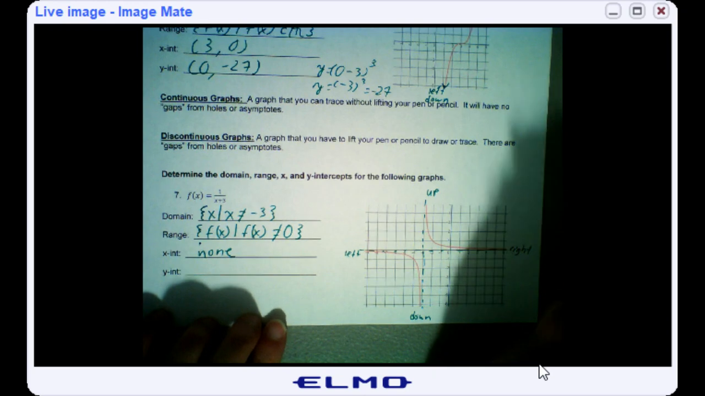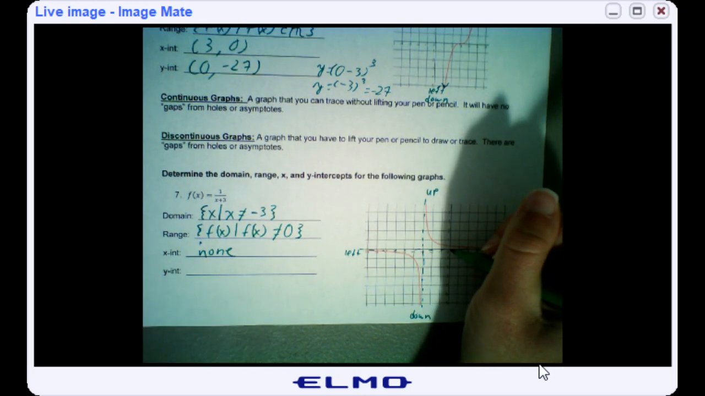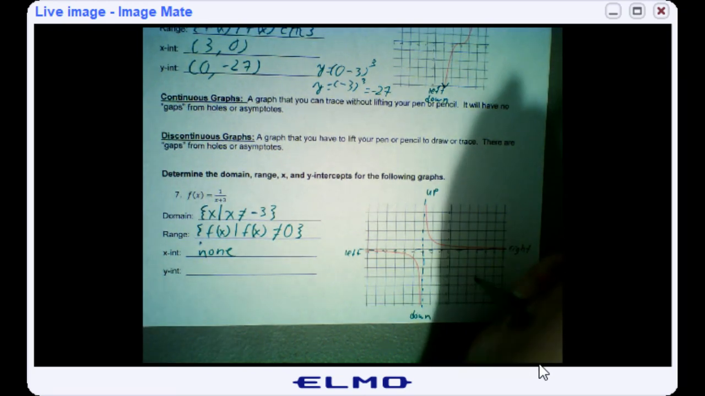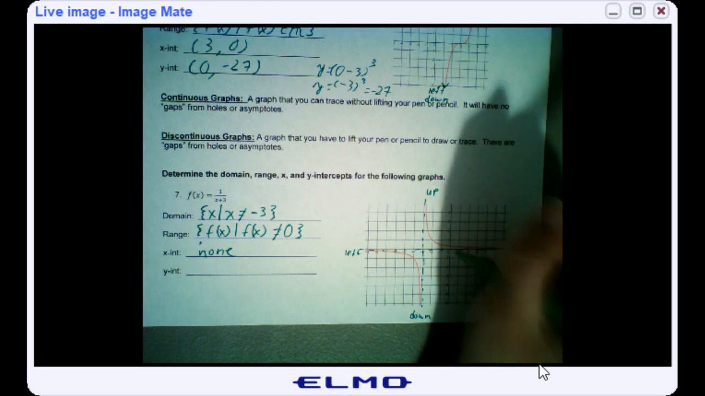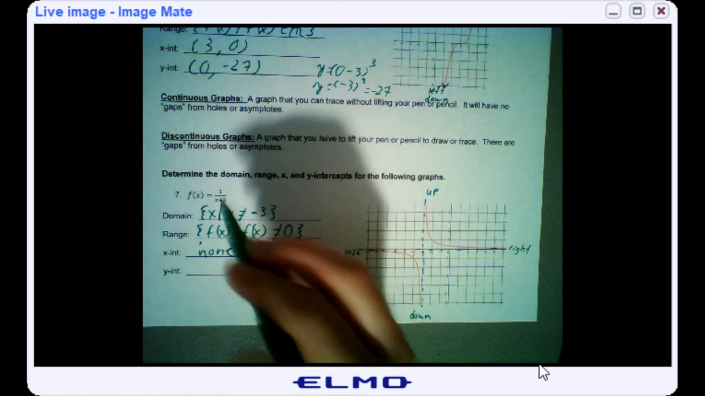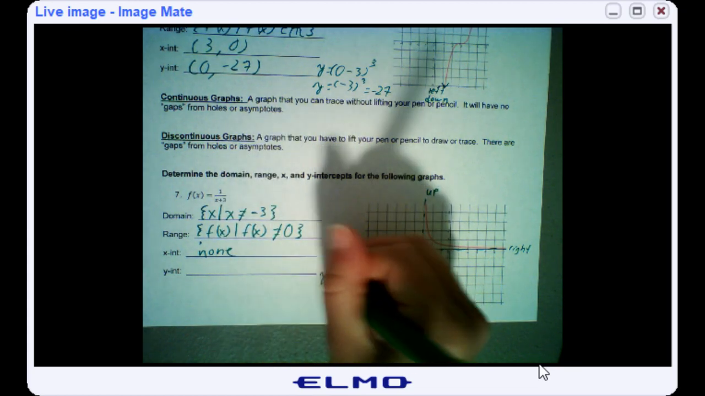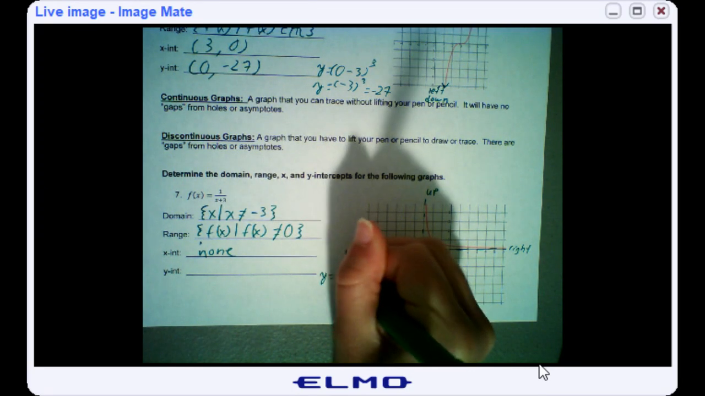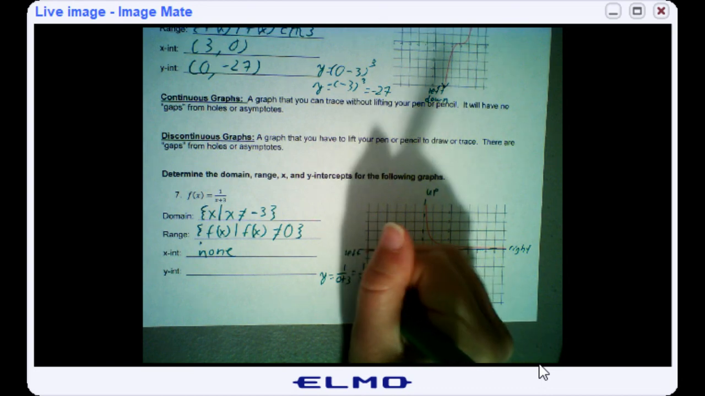My y-intercept, if you type this into Desmos, click on your y-intercept and it will tell you what it is. You can also plug in 0 for x. So we know we would have y equals 1 over 0 plus 3, which is 1/3.